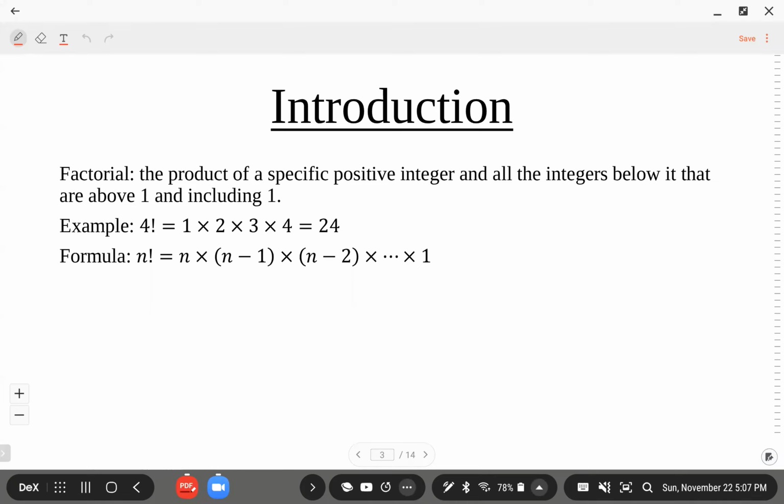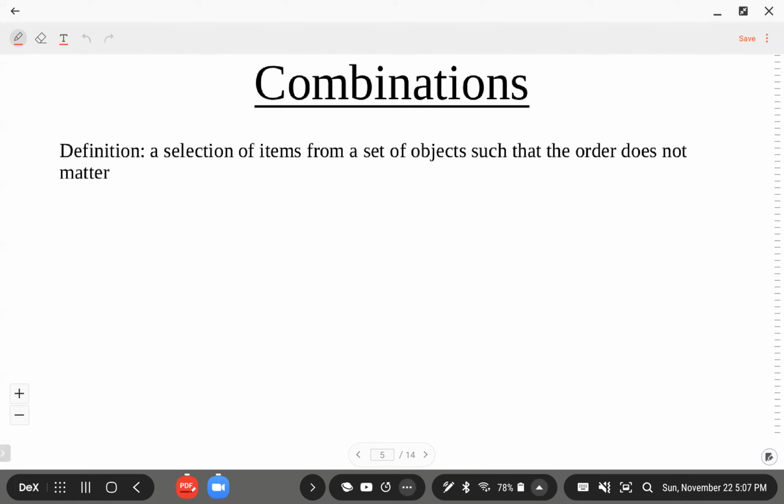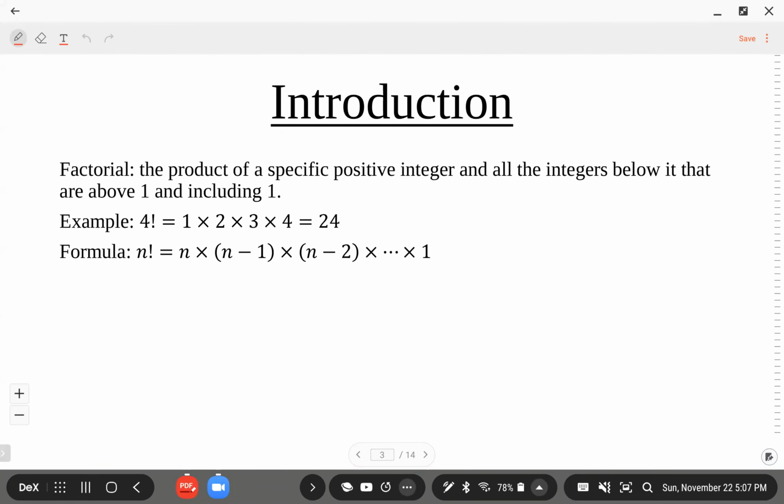Everybody get out your notebooks if you haven't already, and please take notes on this because you might forget. This is extremely important. Please take notes on every one of these slides and it will be very helpful. So factorial, as I said, is the product of a specific positive integer and all the integers below it that are above 1 and including 1.